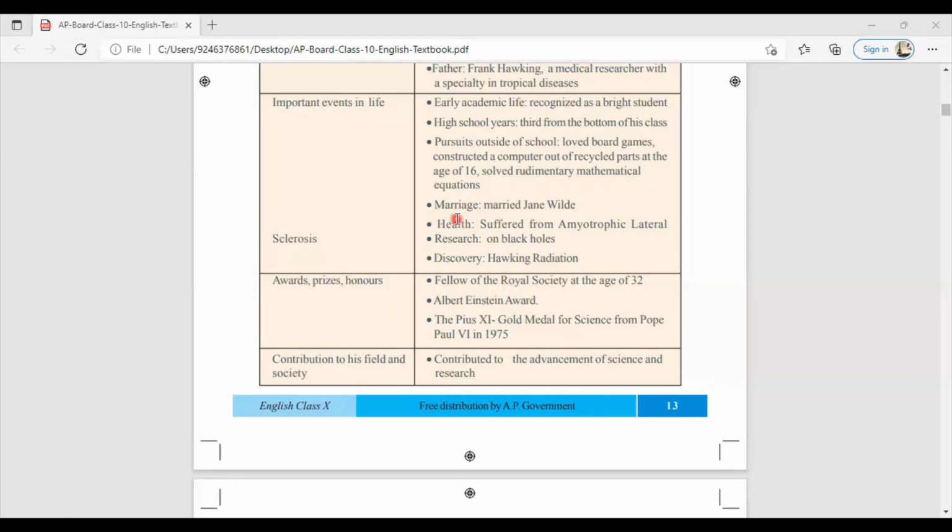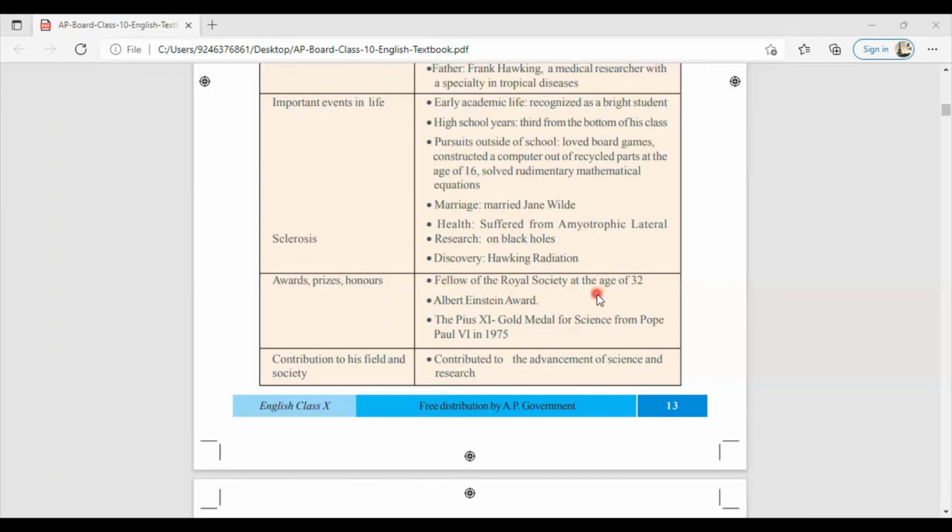Then you'll write about personal life, marriage life, in the next paragraph. He married Jane Wilde. If you know the particular date, like 14th July 1965, you can write it. If you don't know, it's not necessary at all to write; it's okay if you're not writing it. Then the first years after his marriage were a little hectic, but still, after that, he managed to achieve many things, in the field of science also.